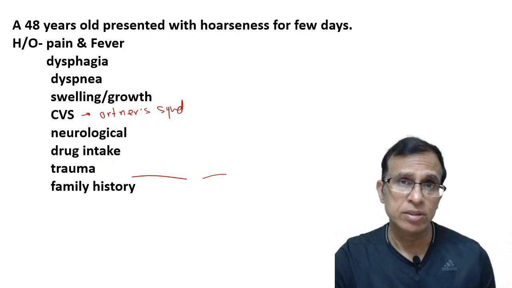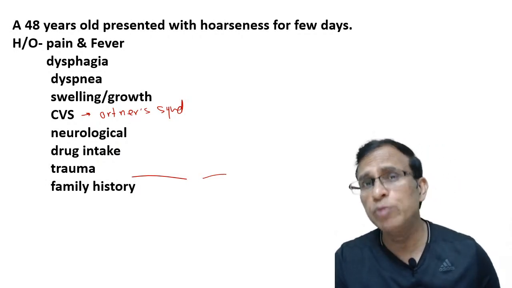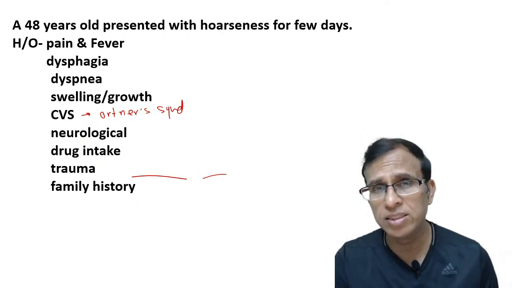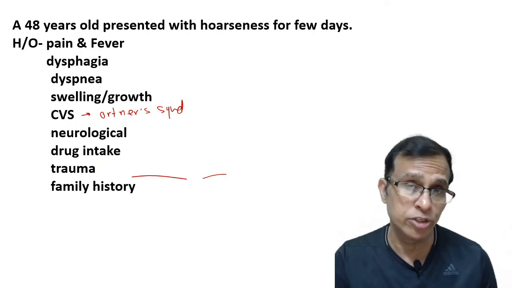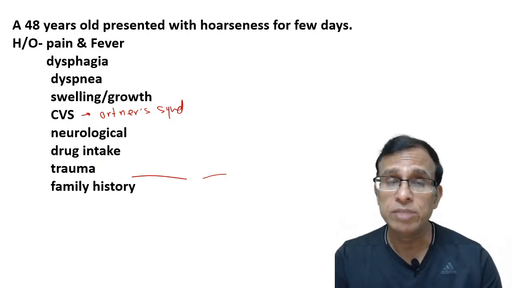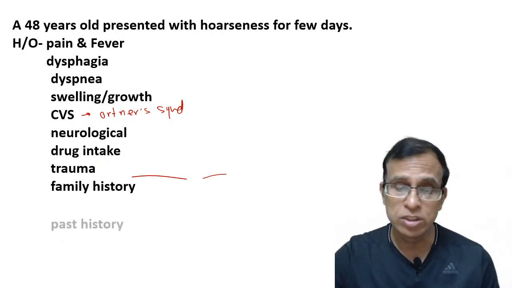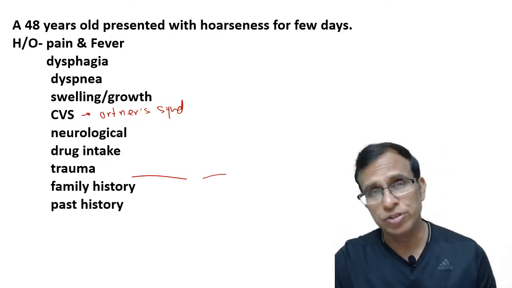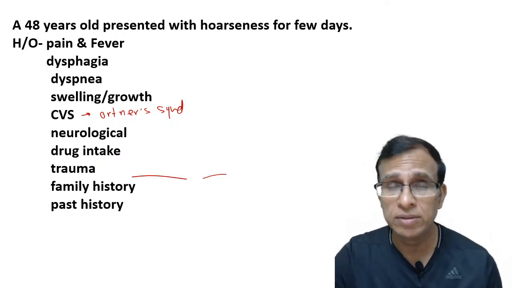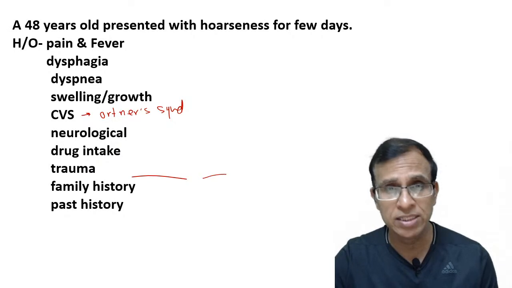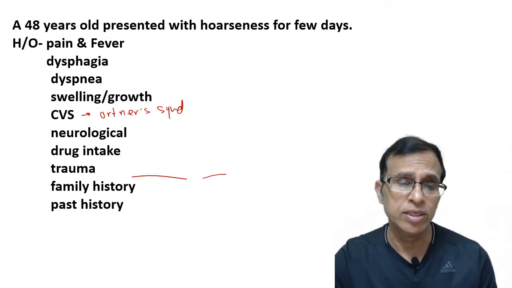Family history, because there are some diseases which are familial, like puberphonia, androphonia. These are conditions that can travel from one generation to another generation. So family history becomes important in these patients, especially if it is a chronic kind of hoarseness of voice. And any past history, because sometimes the patient can have recurrent vocal cord palsy, and that can cause hoarseness of voice. So these are the main things that you have to know in the history.